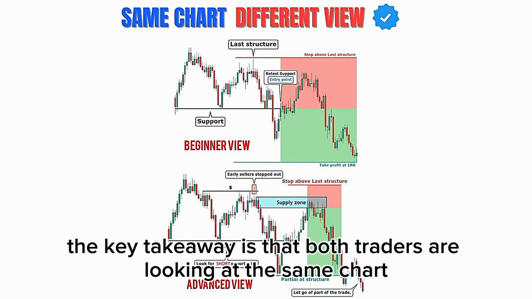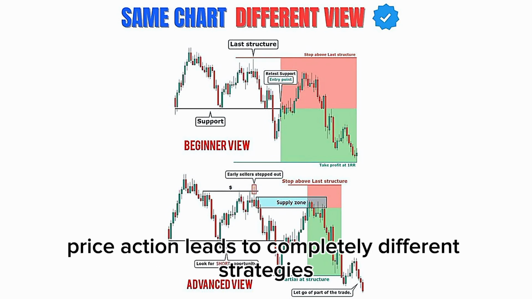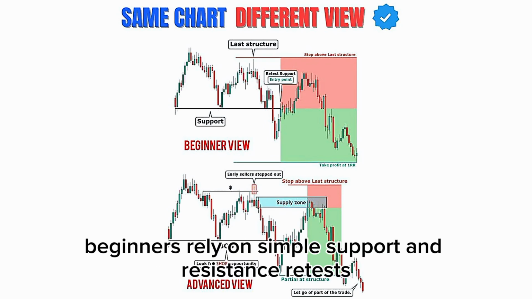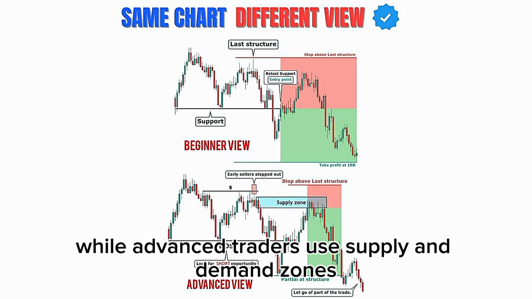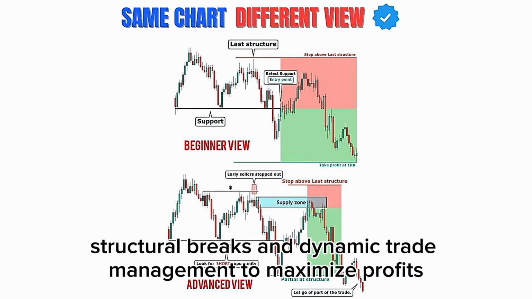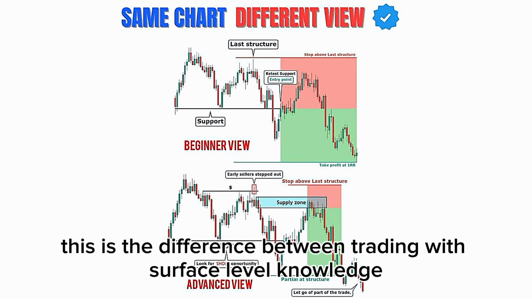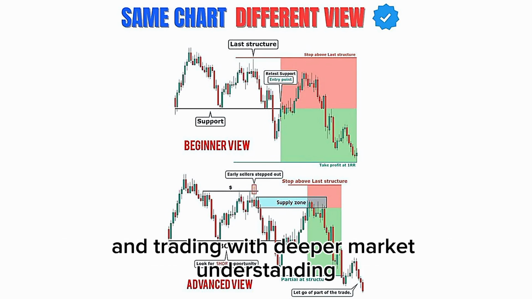The key takeaway is that both traders are looking at the same chart, but their understanding of price action leads to completely different strategies. Beginners rely on simple support and resistance retests, while advanced traders use supply and demand zones, structural breaks, and dynamic trade management to maximize profits. This is the difference between trading with surface-level knowledge and trading with deeper market understanding.